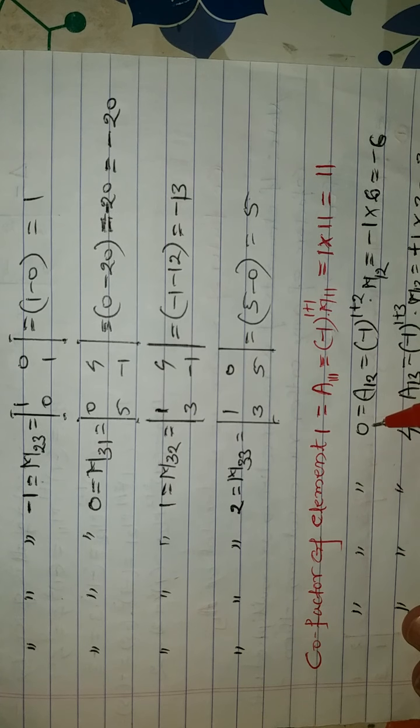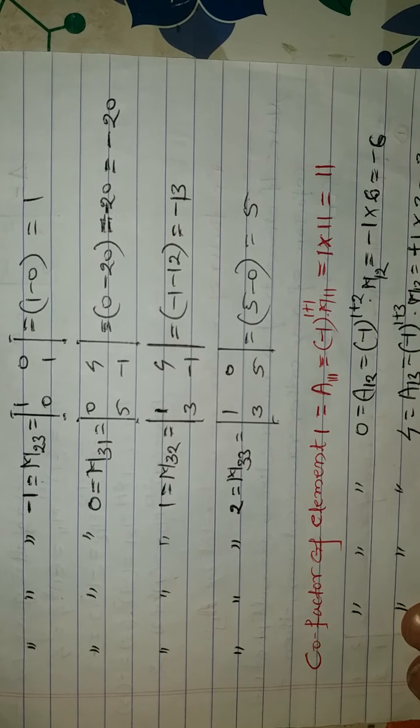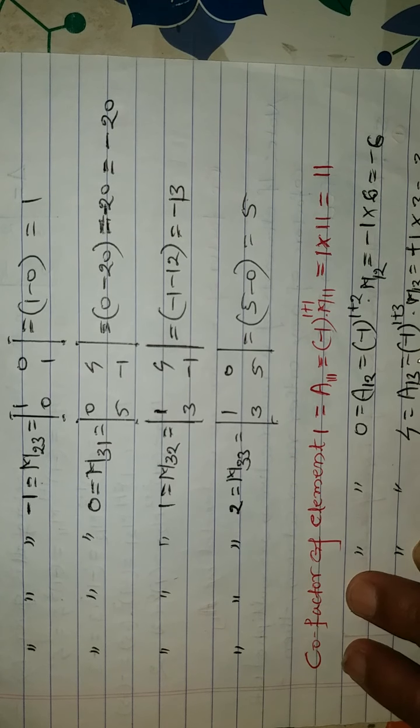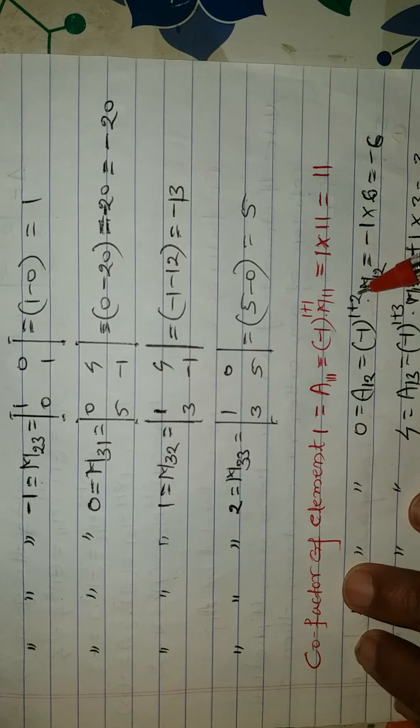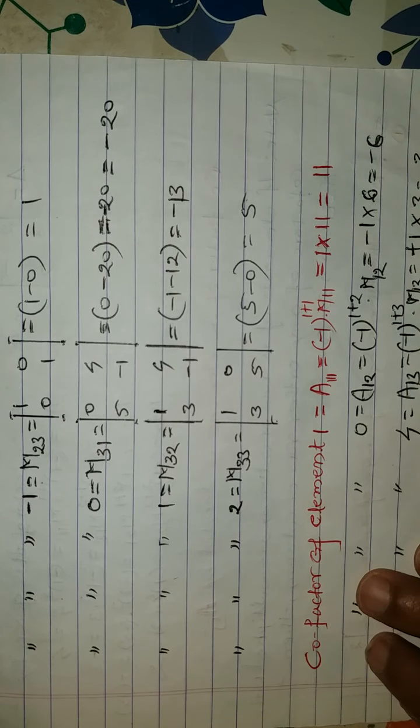Cofactor of the second element, 0, in the A12 position, is denoted by capital A12. That equals minus 1 to the power of 1 plus 2, because A12 is in the first row, second column. Hence minus 1 to the power of 3, which equals minus 1. Its minor is 6, because we already found the minor is 6. Hence minus 1 into 6 gives minus 6.